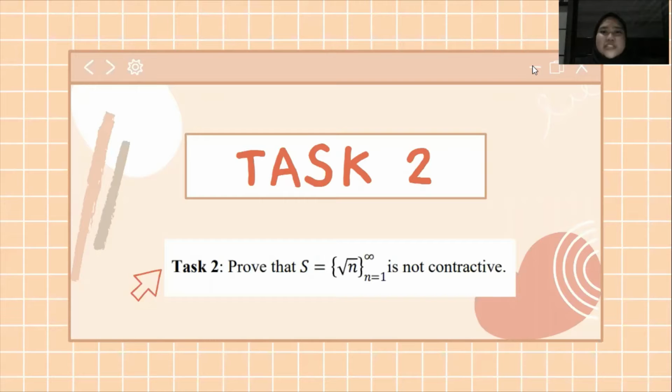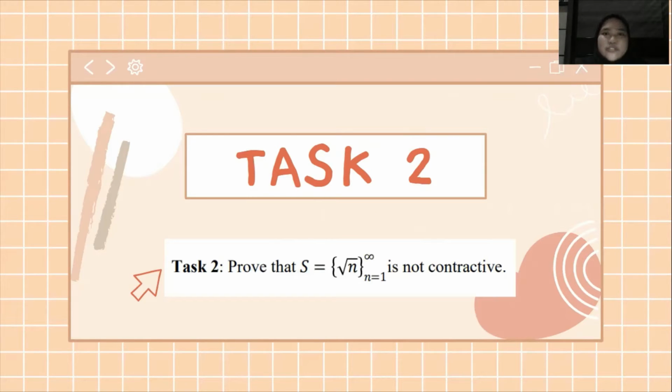So let's proceed to task 2. The question is, prove that S equal to square root n, n equal to 1 until infinity, is not contractive. So the solution for this question is like task 1, but this time we must find R or a constant that is not between 0 and 1.